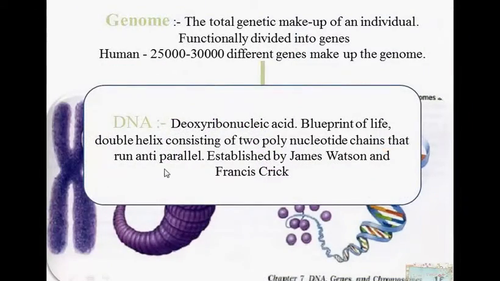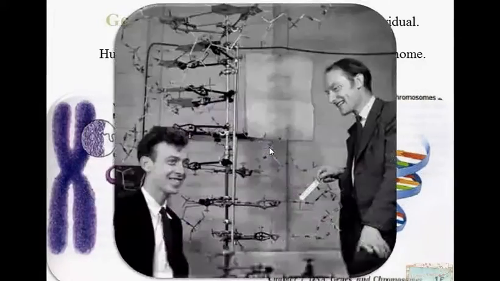Going on to what is DNA. DNA is deoxyribonucleic acid. It is the blueprint of life, consisting of a double helix of two polynucleotide chains that run anti-parallel, and this model was first established by James Watson and Francis Crick.